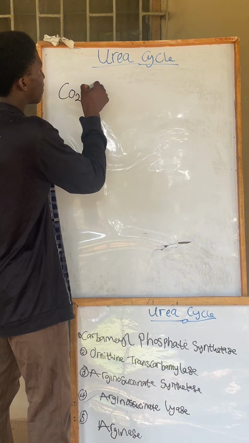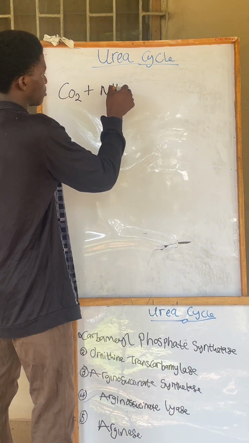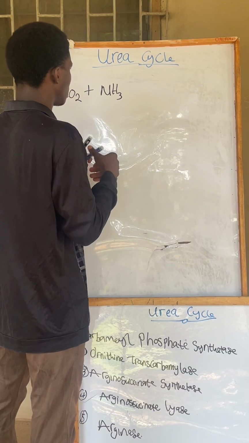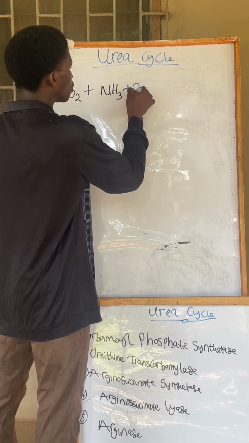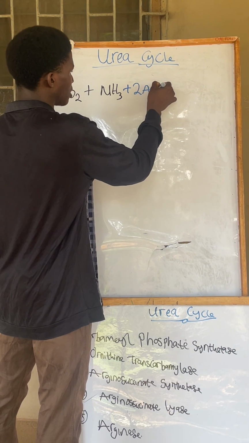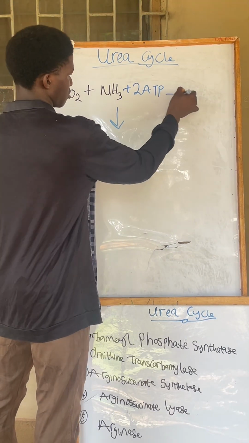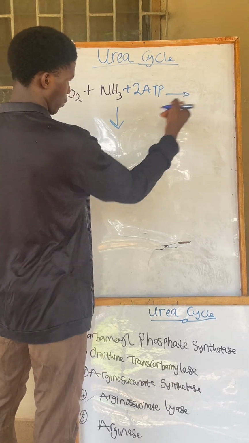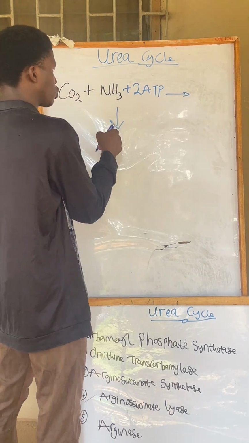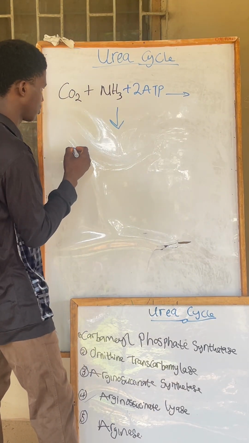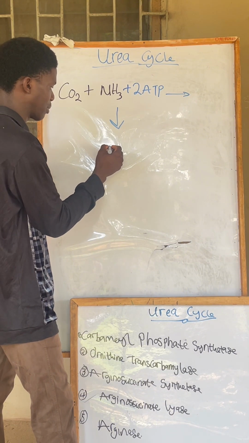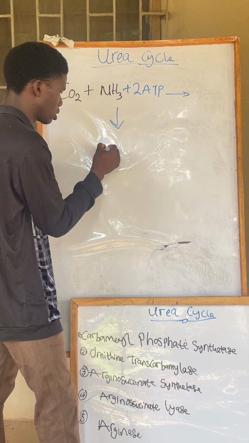CO2 plus ammonia, using two molecules of ATP. This will then give us our product. I just want to write the product here, okay? So our product will now be what? We're going to get this product. Look at it, I'm going to explain the product, okay?